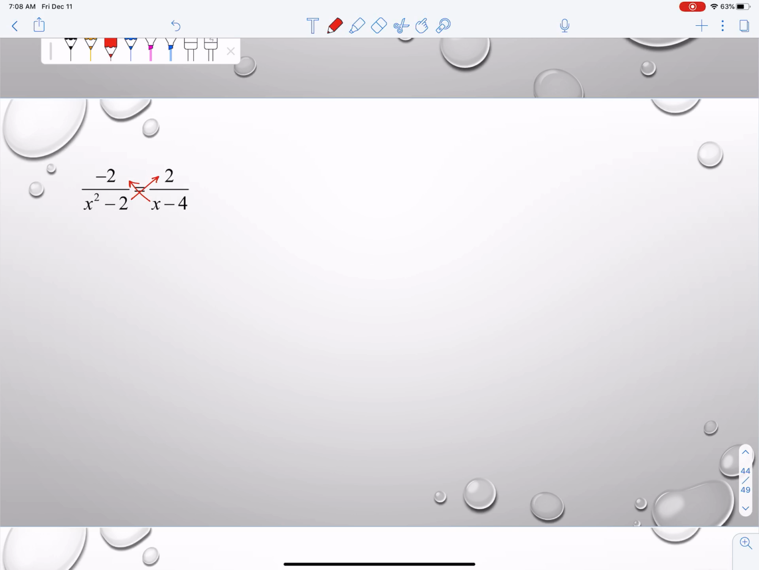When we cross multiply, in this case, we're going to have -2 times x minus 4 equals 2 times x squared minus 2. Don't forget about those parentheses because it's the entire numerator times the entire denominator, and we need to distribute appropriately. So now I'm going to distribute on each side. So I'm going to have a -2x plus 8 equals 2x squared minus 4.